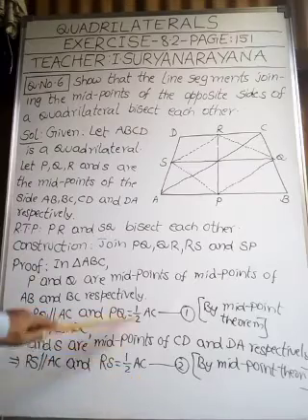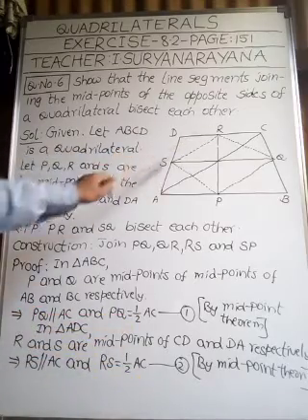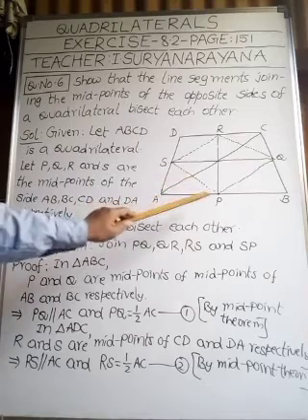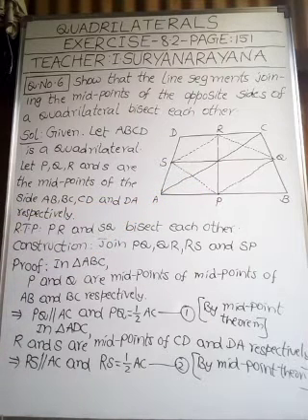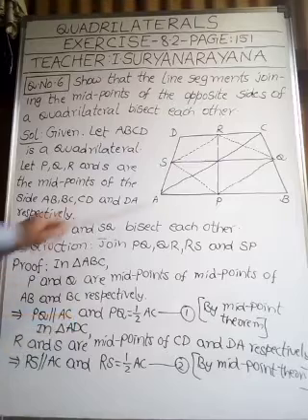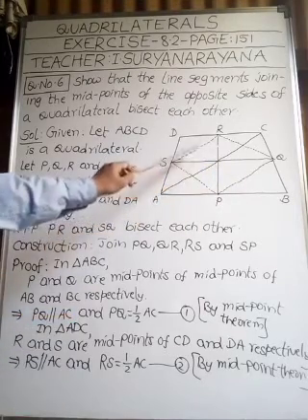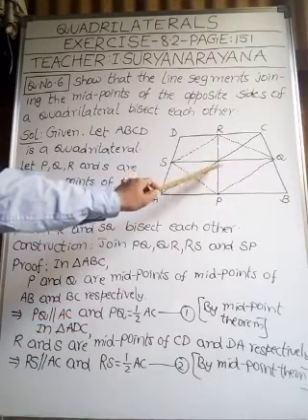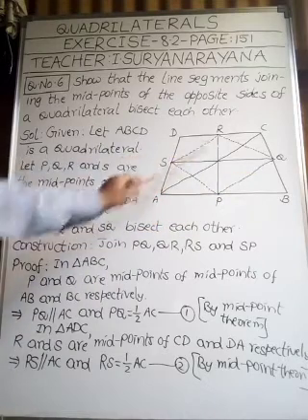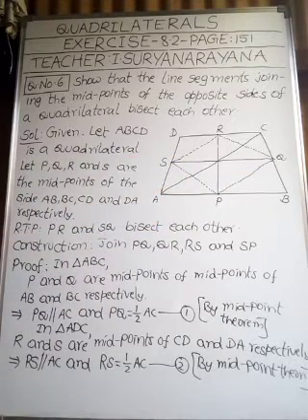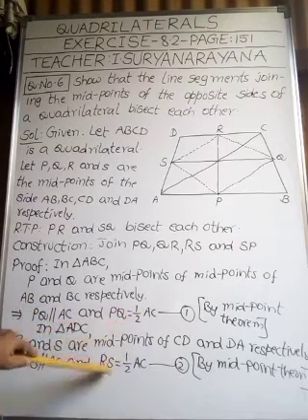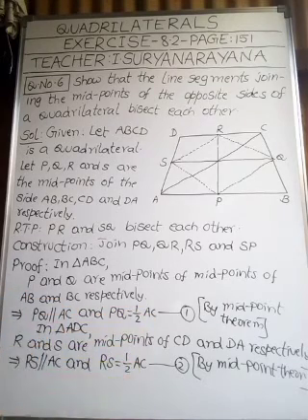So from 1 and 2, if you take the quadrilateral, PQ is parallel to AC, RS is also parallel to AC. Then PQ is parallel to RS. Isn't it, or not, my children? Yes or no? Yes. And they are equal. PQ is equal to RS because this is half of AC, this is also half of AC. Okay, my children. Understood this point? Right.